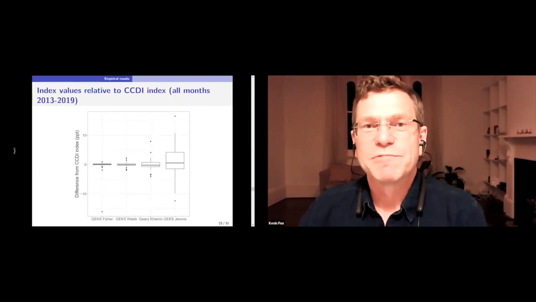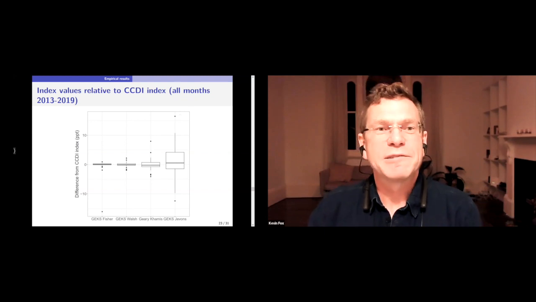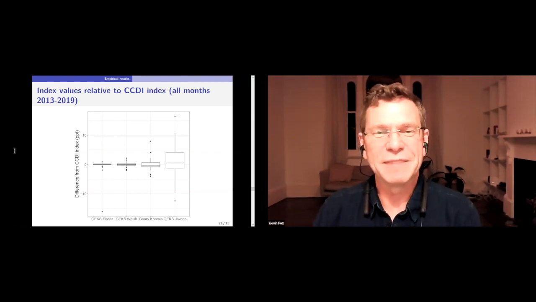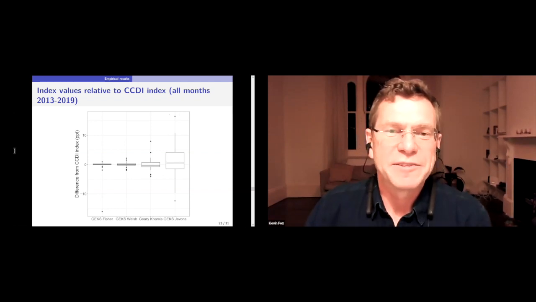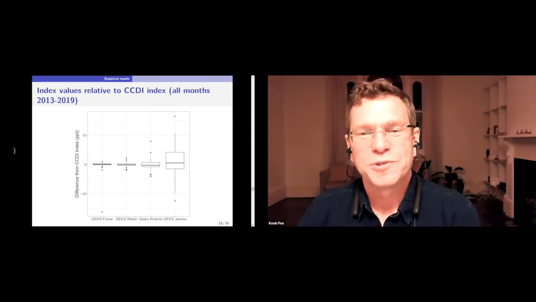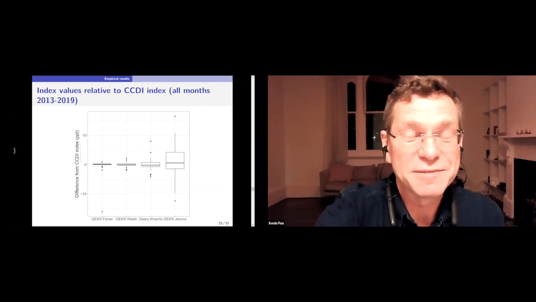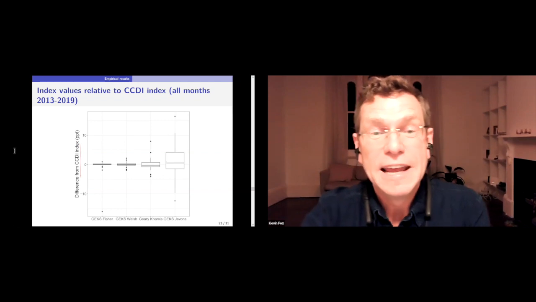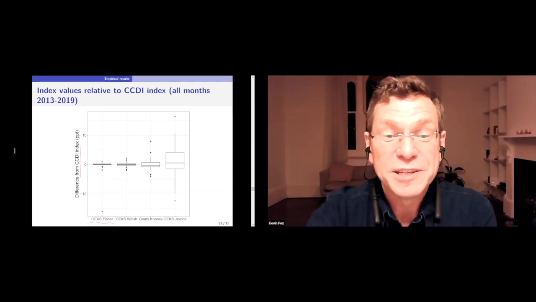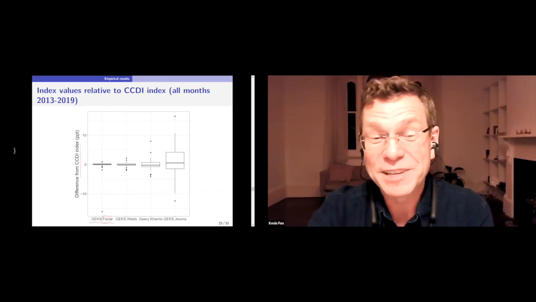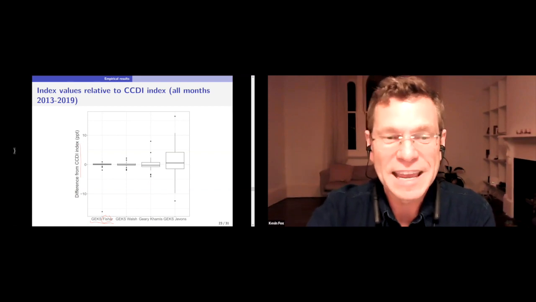So some results. Just for comparison, how do these indexes all compare? Do they all give the same result and we don't need to worry about it, or is there a difference? These box plots show differences from the CCDI index in percentage points. We could have chosen any of these as the base one, but we chose the CCDI. So here's the GEKS-Fisher. The only difference between GEKS-Fisher and CCDI is that the Fisher index is used as the bilateral index rather than the Törnqvist index in the GEKS transformation.